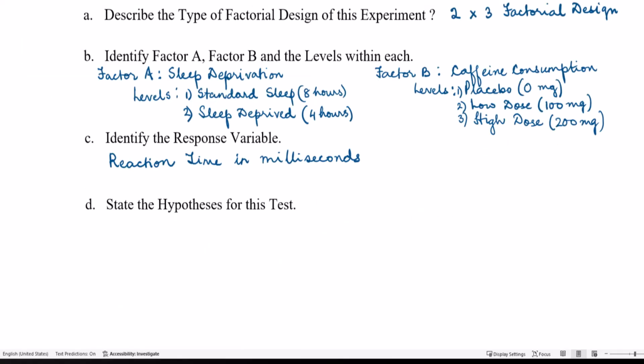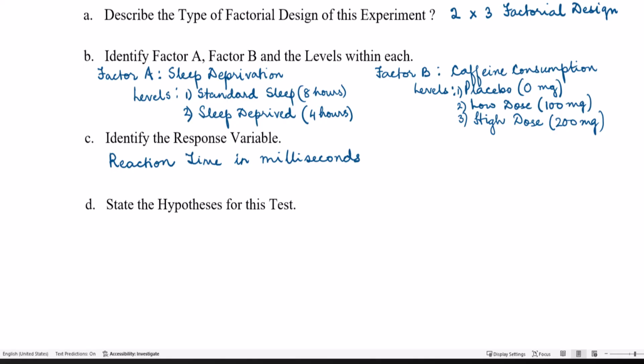Now the final question, part D, says state the hypothesis for this test. Now for this test there's going to be 3 sets of hypothesis statements. The first one is for factor A. For factor A there's going to be a null and alternative hypothesis. Then for factor B there's going to be a null and alternative hypothesis, and then for the interaction of the 2 variables on the reaction time, that's going to be the third set of hypothesis statements.